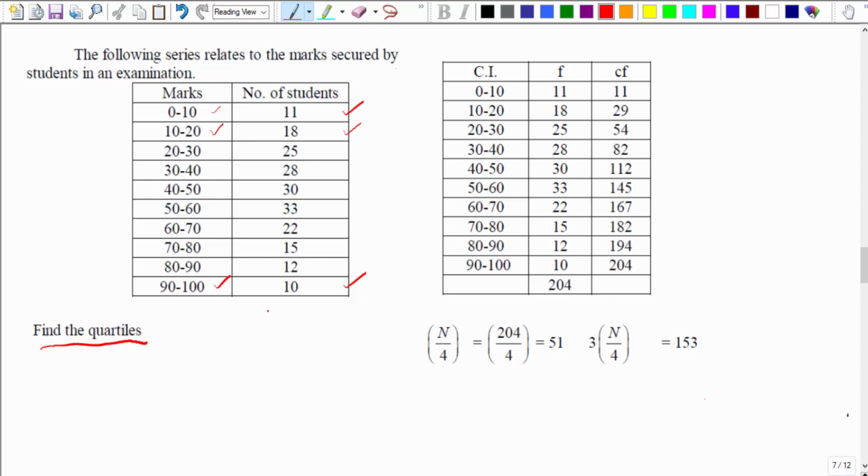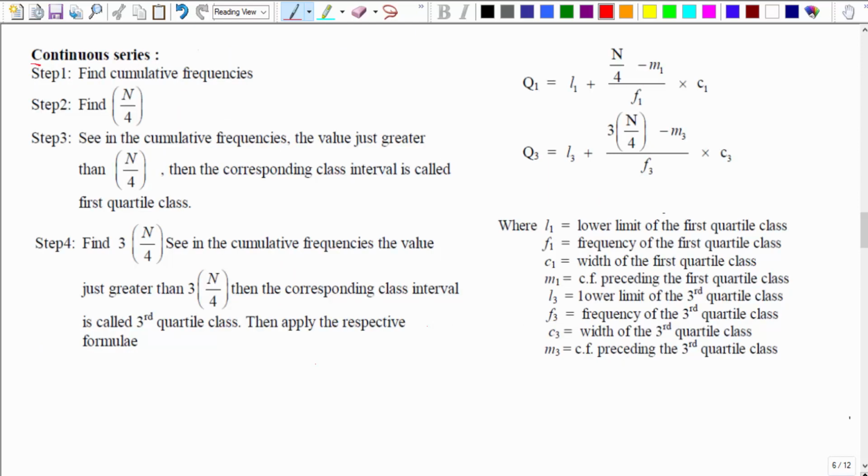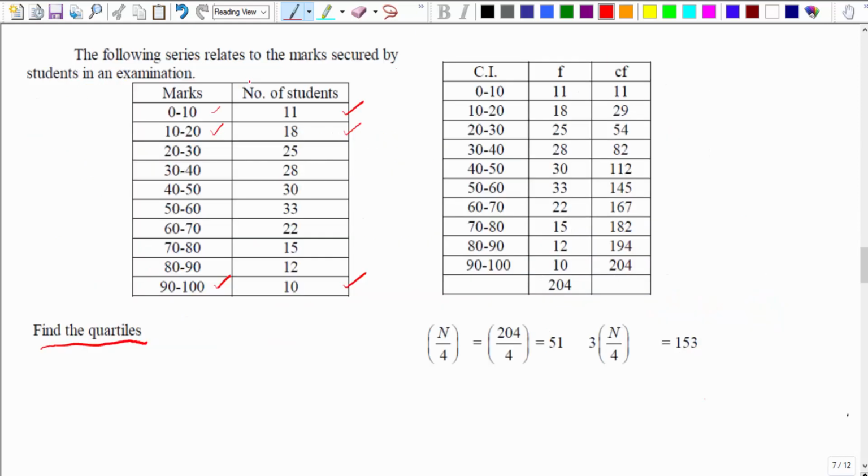This is the data where you have a continuous series. When you have a continuous series, you have to find out quartiles using 4 steps. Step 1 is finding cumulative frequency. We have the marks, which we'll call X, and the number of students, the frequency, which we'll call F.